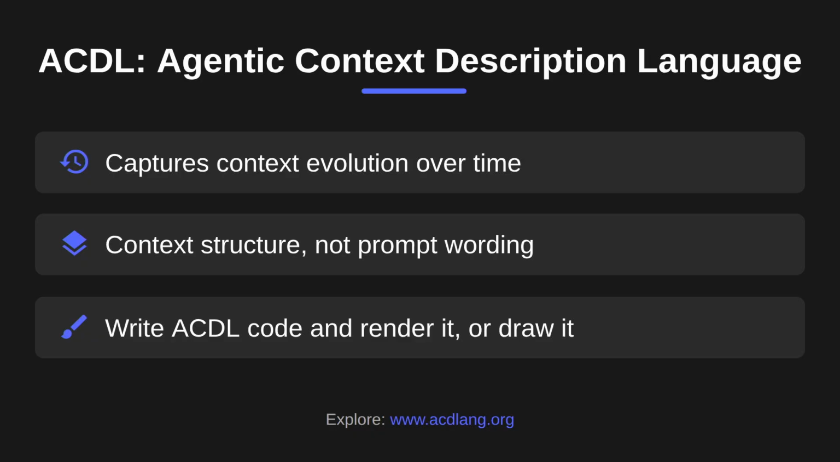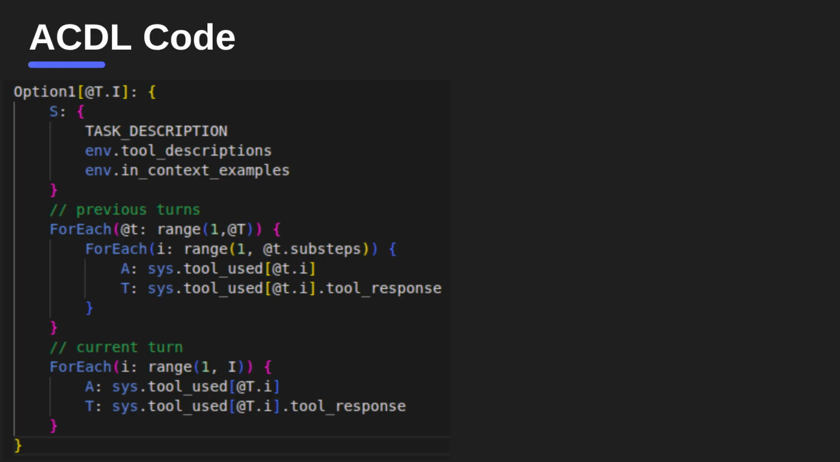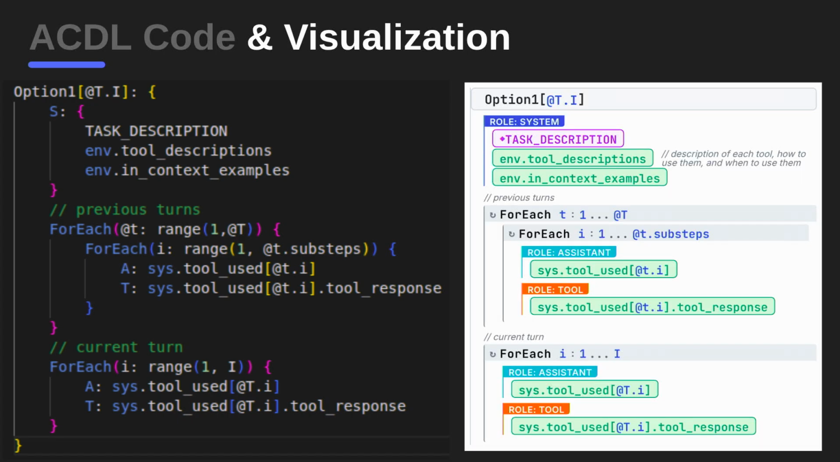That is why we present ACDL, the Agentic Context Description Language. The language captures context evolution over time using time indexing and control flow keywords. It focuses on context structure, not the exact prompt wording, and you can write ACDL code and render it or draw it on a whiteboard. It's that simple. So if you go back to our first example, this is the way you would write it in ACDL code, and then this is the rendered version as a diagram.